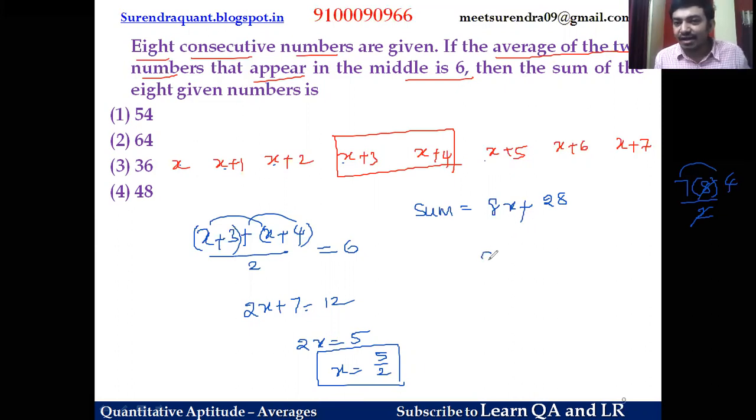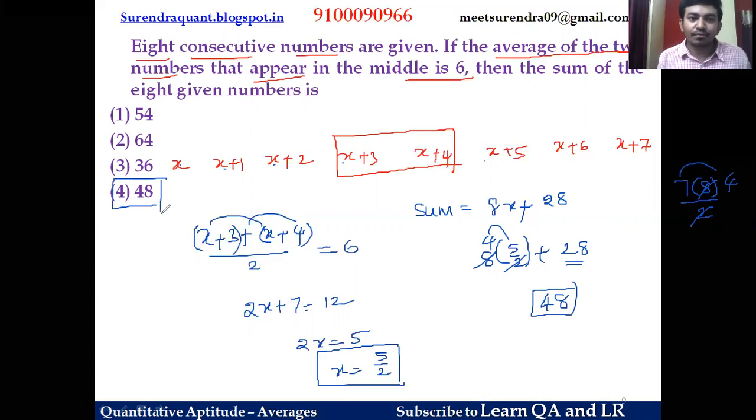Now what is the x value? X value is 5 by 2, right? So this is 8 times 5 by 2 plus 28. So 2 goes 4 times, 4 5s are 20, 20 plus 28, 48 is the sum of all given numbers, and that is option 4.